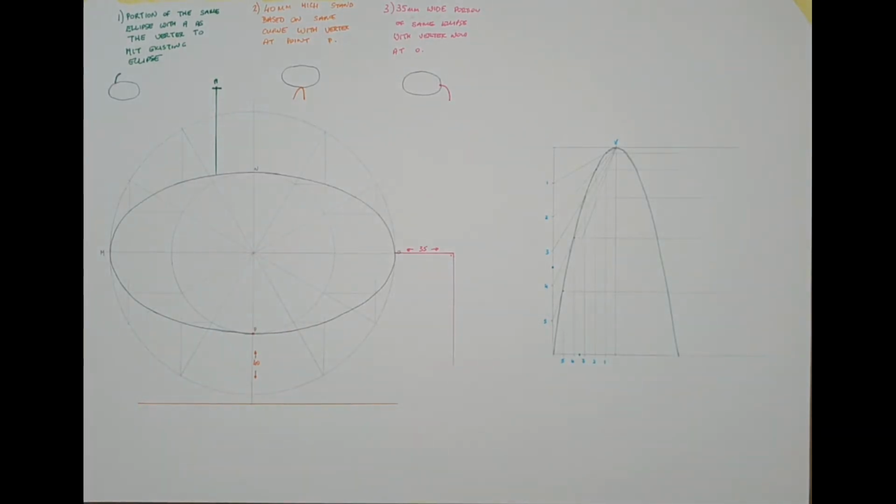Now, some people might be thinking of majors and minors and constructing a new ellipse. That is not the way to go. It is absolutely unnecessary. We have a much better way of doing it.